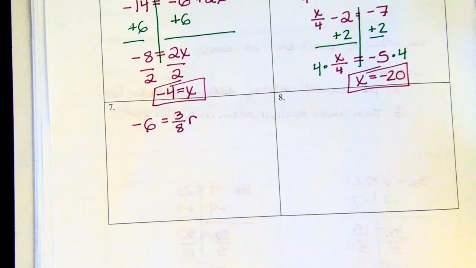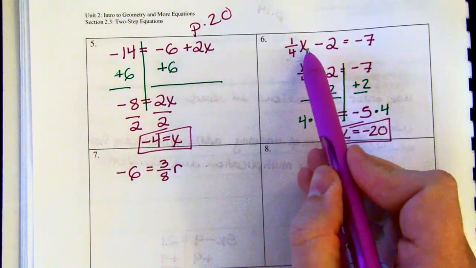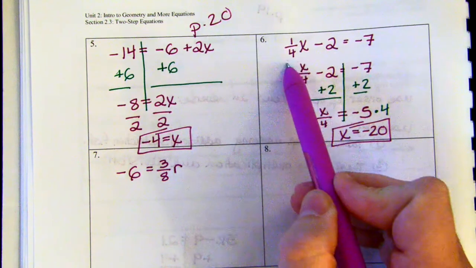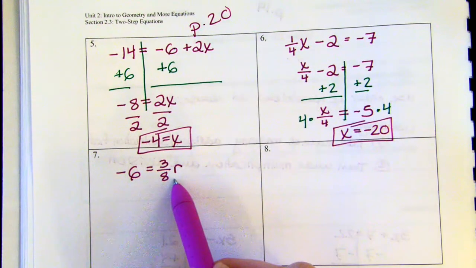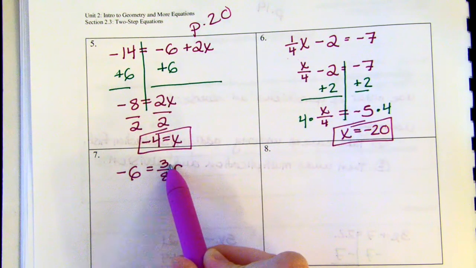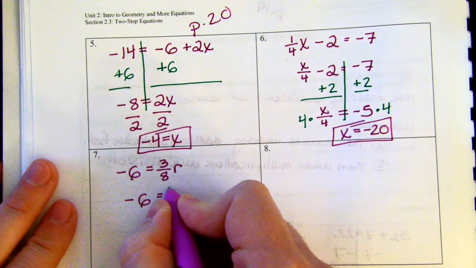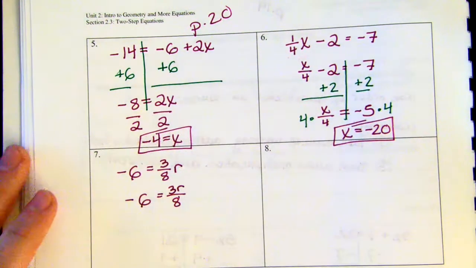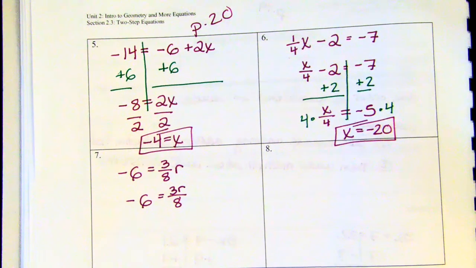Well, first of all, back in problem 6, 1/4 x, I moved the x basically to where the 1 was to get 1x over 4, which is really just x over 4. I'm going to start by doing something similar in number 7. I'm going to move the r so it's right next to the 3, and I'm going to turn this problem into negative 6 equals 3r over 8.